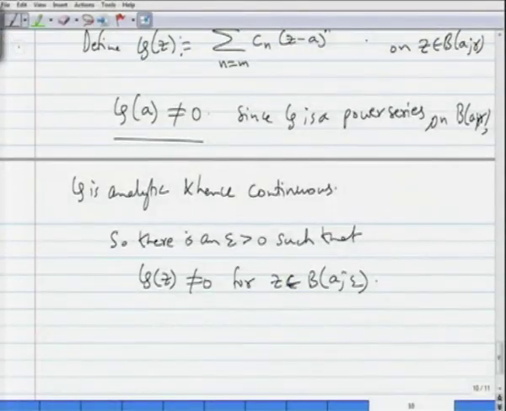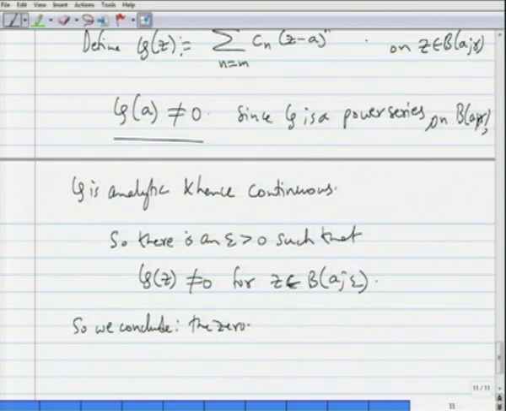So, what that gives is that the zeros of f are actually isolated. What I mean by that is there is a small neighborhood around the zero such that f is non-zero in that neighborhood. So, what we conclude is that the zeros of f are isolated in this case.